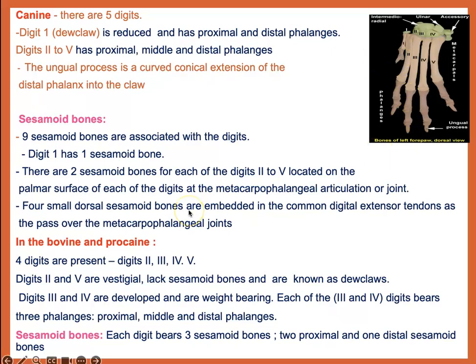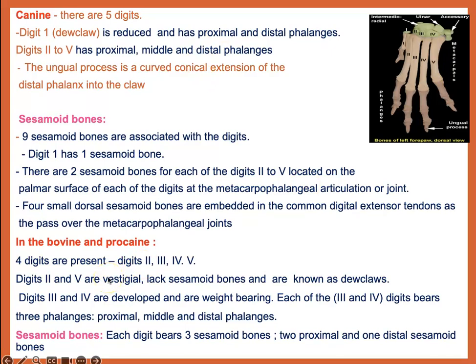As we mentioned, horse has 3 sesamoid bones, 2 proximal and 1 distal. However, in case of the dog, we have 9 sesamoid bones. So the digit 1 has 1, and then 2 sesamoid bones for each digit, about 9 sesamoid bones on each forelimb.